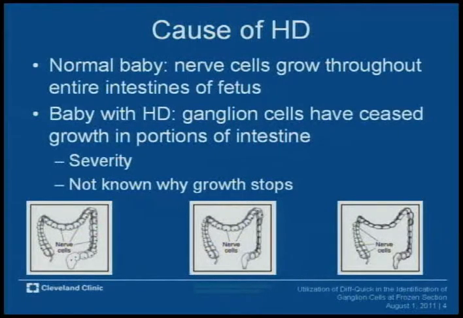The picture on the left represents a healthy large intestine where ganglion cells are present throughout. The picture in the middle demonstrates a mild case of Hirschsprung's where ganglion cells are missing from a small portion of the intestine. The picture on the right exhibits a severe case of Hirschsprung's disease where nerve cells are absent from a majority of the intestine.